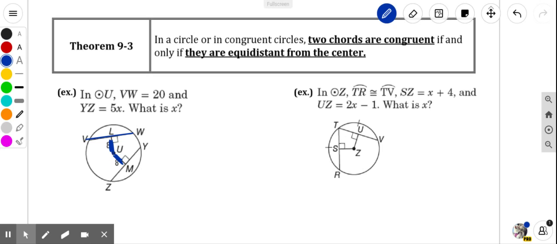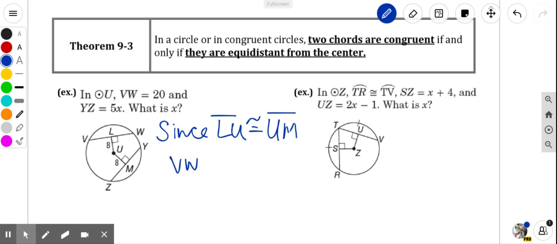I can't remember what unit it was in, but we talked about how the distance between a segment and a point is the shortest distance, which is a perpendicular piece. So this represents the distance from VW to the center. Now that I made a mess of this, let me erase this. Okay, so since LU is congruent to UM, I'm going to write this. That would make VW, the segment, congruent to ZY.